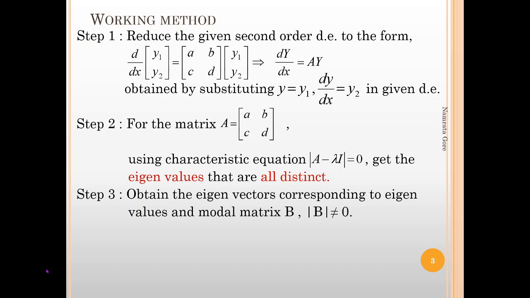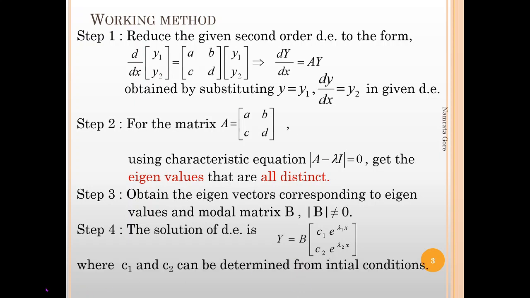Corresponding eigenvectors are obtained by the usual method and a modal matrix is formed such that determinant of modal matrix is not equal to 0. The solution of differential equation is then given by y equal to B into the matrix c1 e to the power lambda 1 x, c2 e to the power lambda 2 x, where this y is matrix y1, y2 and B is the modal matrix. The constants c1 and c2 can be obtained if the initial conditions are mentioned in the example.